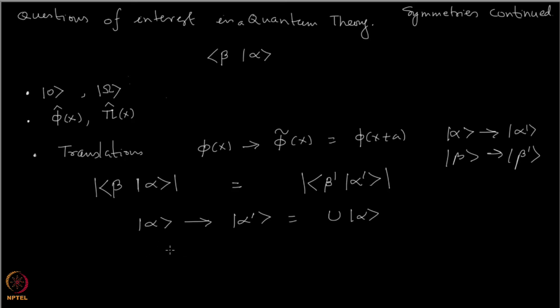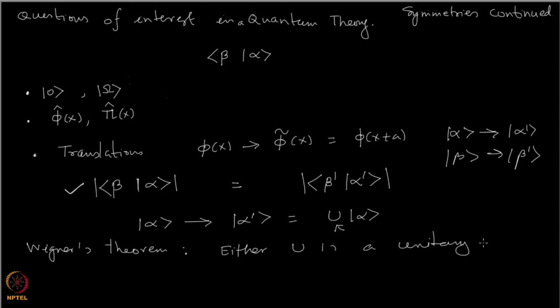Now, the requirement that the modulus of these amplitudes remain unchanged has a bearing on what U can be, and it is a theorem by Wigner. It is called Wigner's theorem. Either U will be a unitary operator. So, U would be either a unitary and linear operator, or U is an anti-unitary and anti-linear operator.